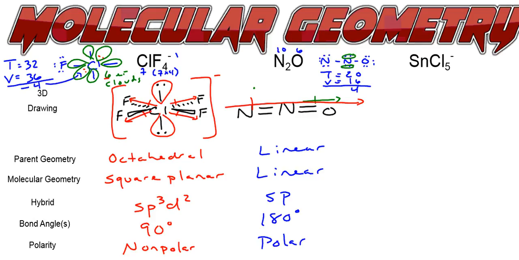SnCl5 minus. Quickly, let's attack that. If I do that, I have 40 for single bonds. How many should I have?